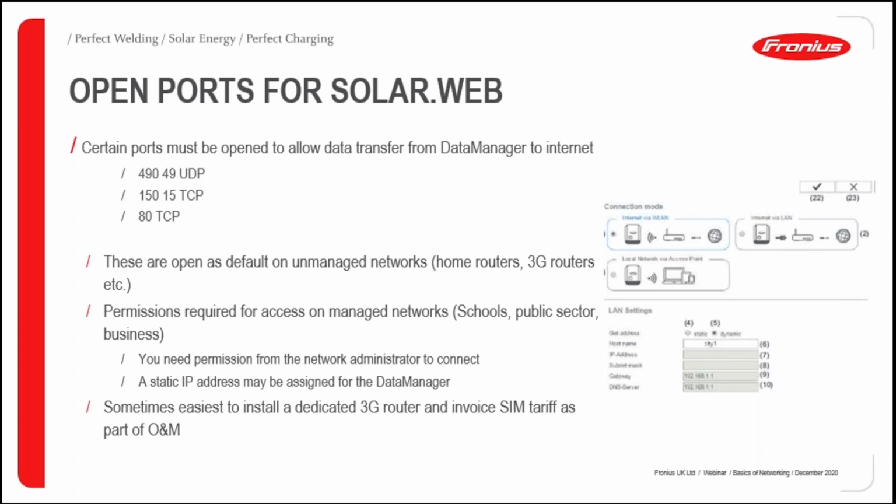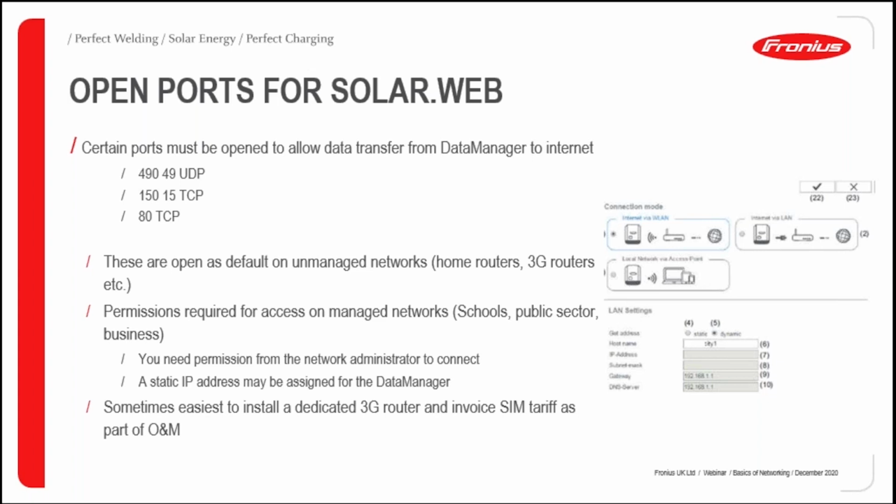So one of the useful features of the FRONIUS Data Manager is that we can obviously collect the data, send it to the internet and view it on our SOLAR.WEB platform. In order to do this, we need to make sure that certain ports are opened to allow data to be transferred from the data manager to the internet. Those ports are 49049 UDP, 15015 TCP, and 80 TCP.